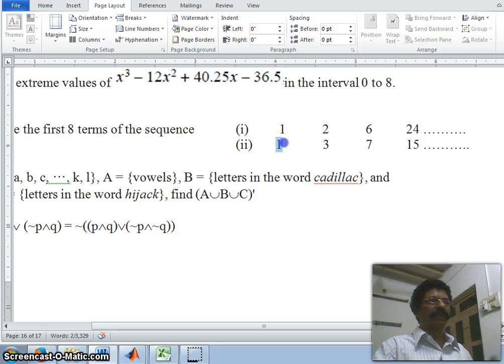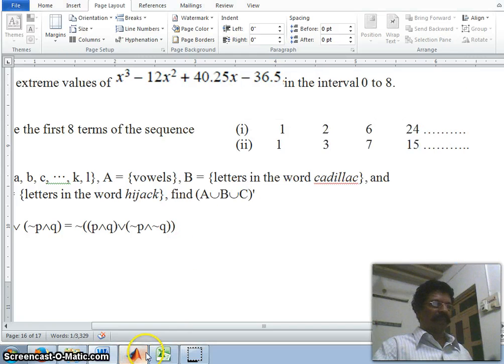Then let us go to the next one. 2 power 2 is equal to 4, 4 minus 1 is 3. Then third term, 2 power 3 is equal to 8, 8 minus 1 is 7. This is the fourth term, 2 power 4 is equal to 16. From 16, 1 is subtracted. Therefore raise to the power 2 and reduce by 1. That is the logic.